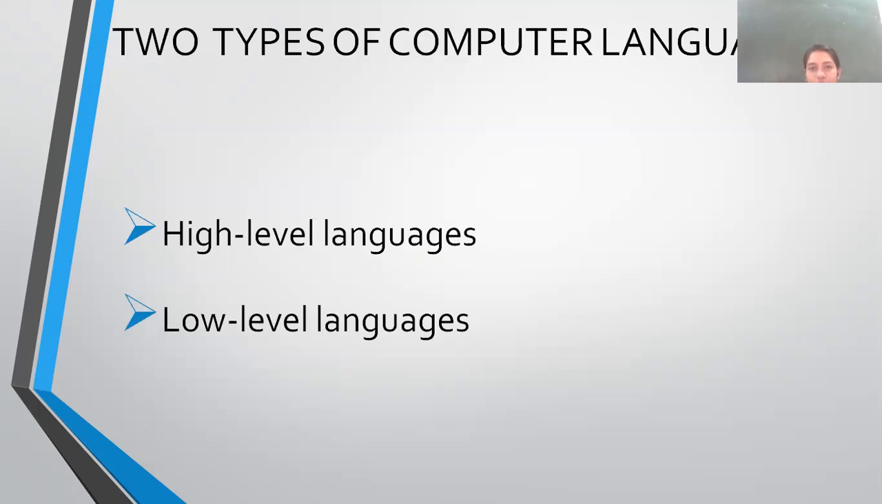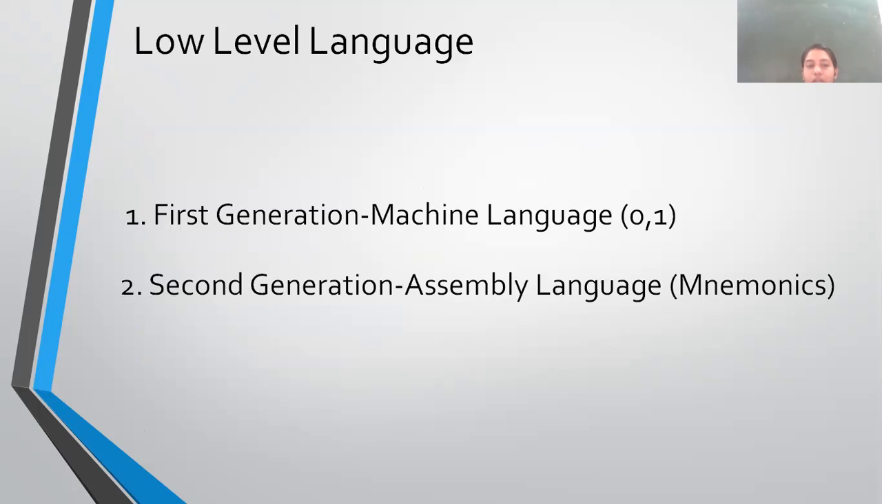Before proceeding further, there are two types of computer language. One is high level language, the other is low level language. Low level language has two types. First generation language consists of zeros and ones, which we call machine language. Second generation language is known as assembly language, which uses mnemonics. What are mnemonics? Small English words, not a full complete sentence. Words like add and subtract, those we call mnemonics.